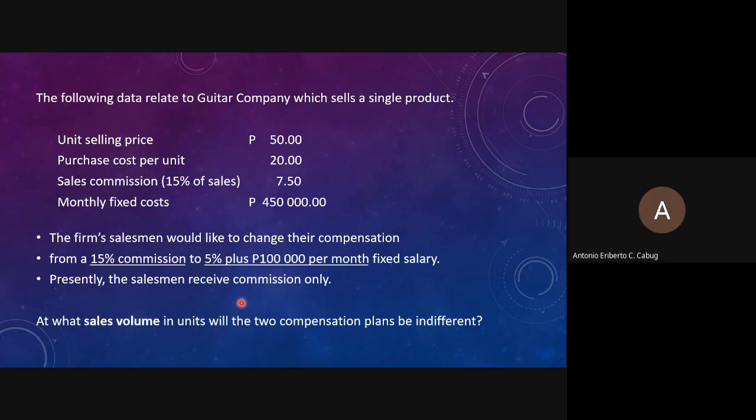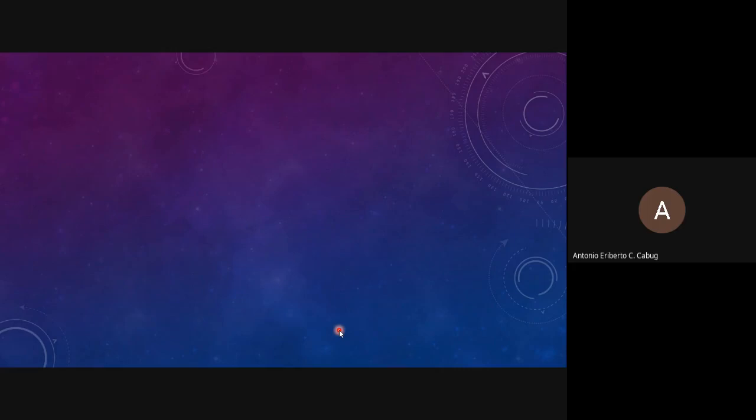Okay, going back. So the question is, presently the salesman receives the commission only. There's no salary. So wala itong 100,000. At what sales volume in units will the two compensation plans be indifferent?